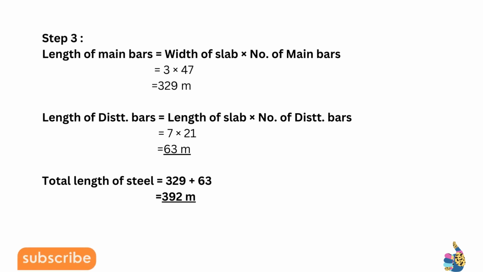I think it's clear. If we calculate similarly the length of the distribution bars, that's equivalent to the length of the slab multiplied by the number of distribution bars, which we have already calculated. So it will be 7 multiplied by 21, that's 63 meter. Now what is the total length of steel? That is the length of main bars plus the length of distribution bars. 329 plus 63, that is 392 meter.